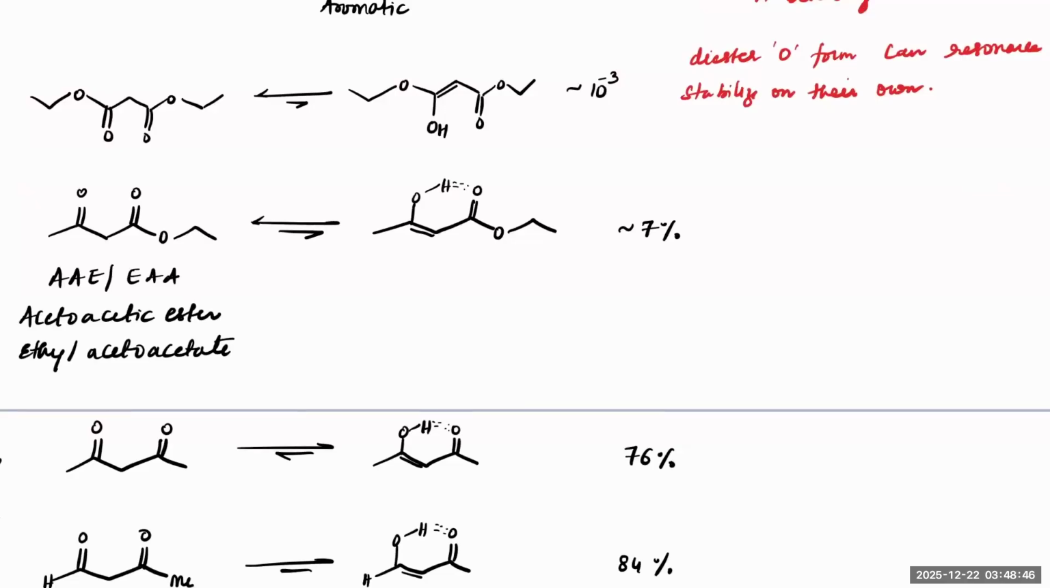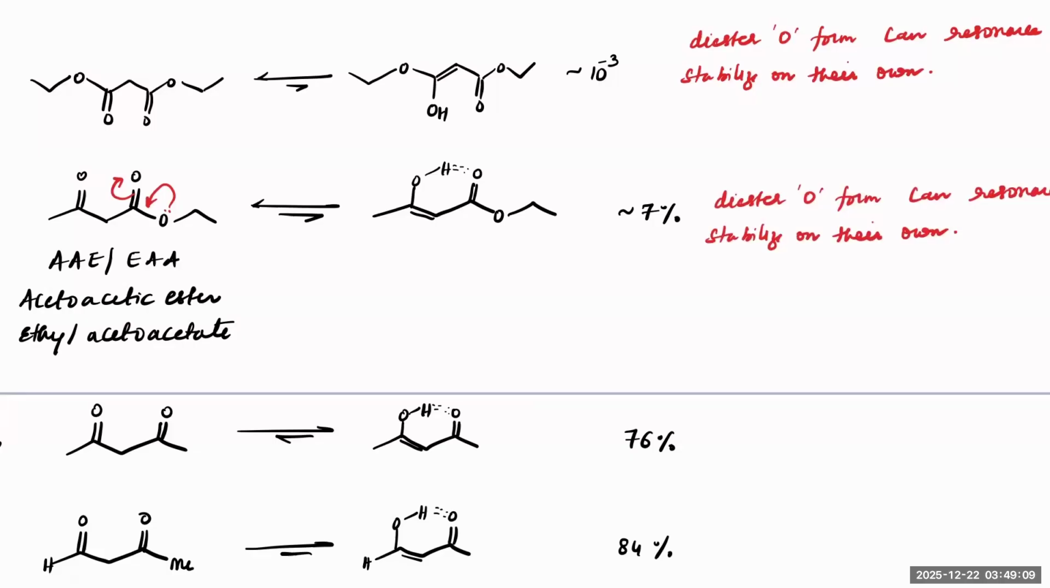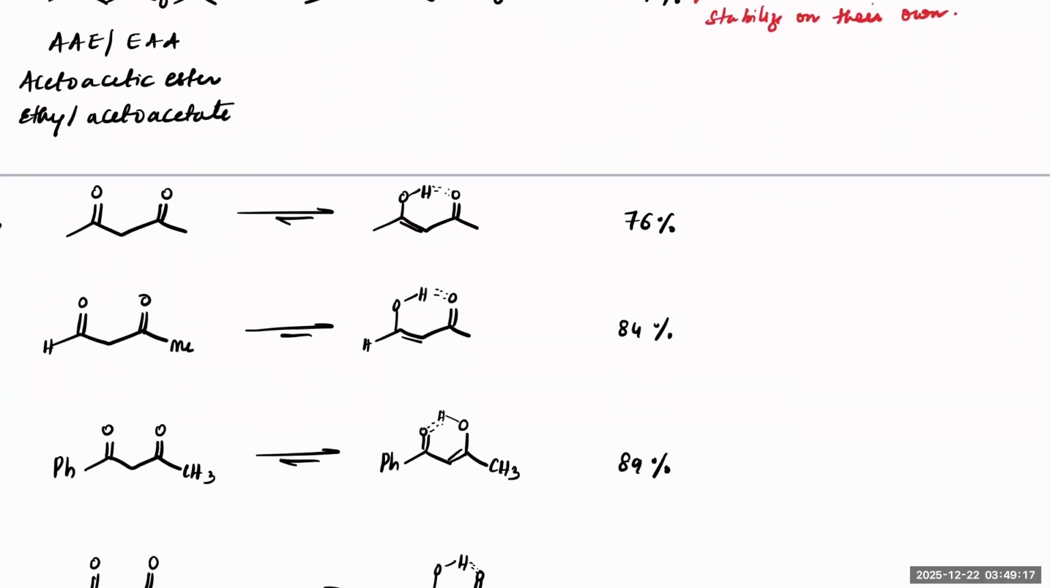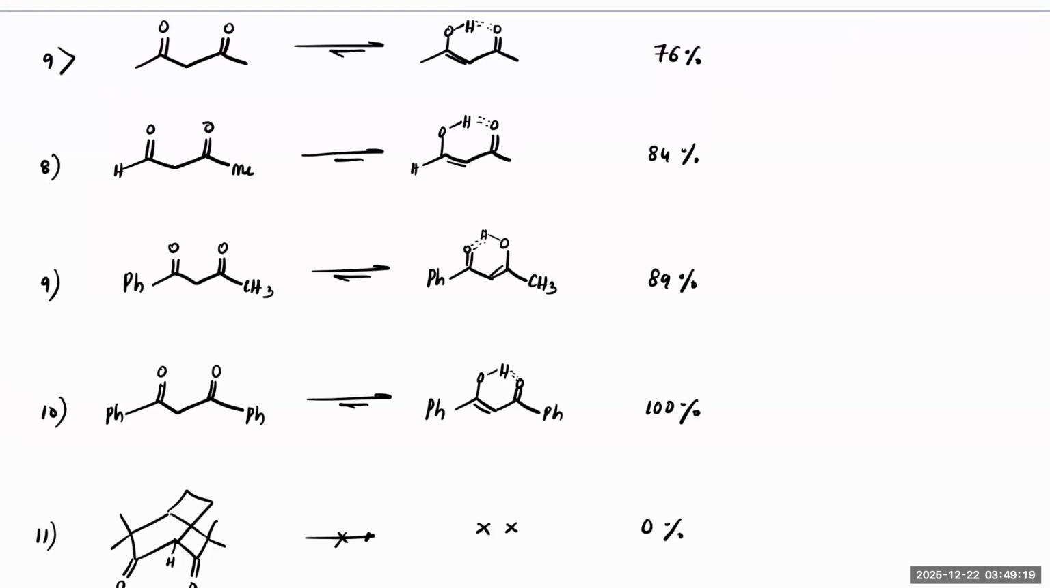Why again is percentage enol very less? This is also known as AAE, acetoacetic ester, or EAA, ethyl acetoacetate. In both these cases, the logic is the same. Here, the lone pair will try to push here, the pi bond will move here. That will decrease the enol stability. Okay, so this is a beta keto ester. Next one, you can see slowly how the percentage is increasing. These are the same reasons we have written earlier.